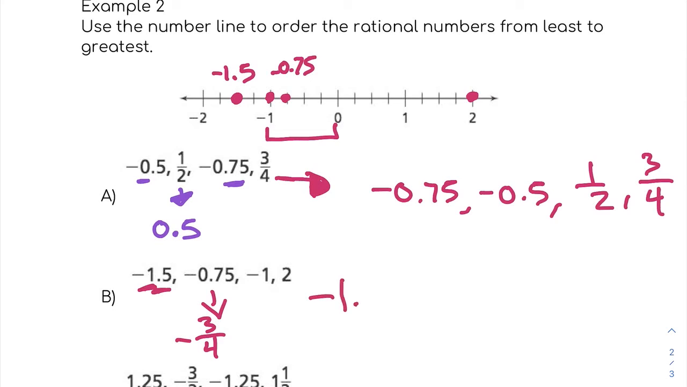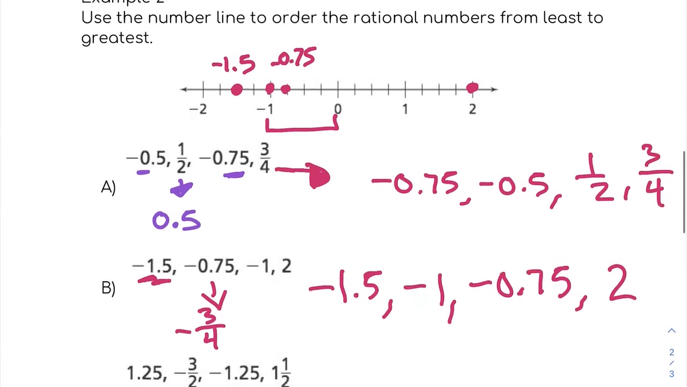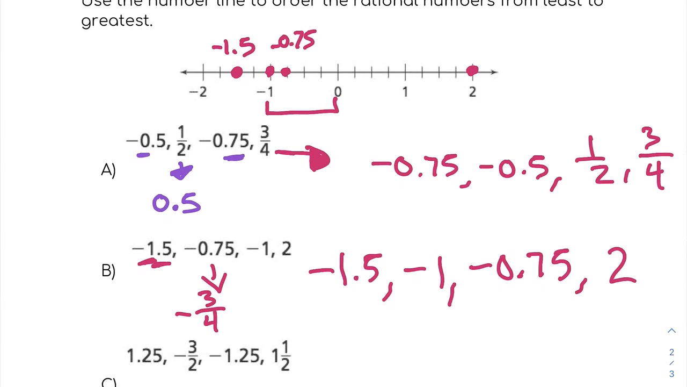So our order here would be negative 1.5, negative 0.75. Oops, I'm sorry. Nope, missing one. Negative 1, negative 0.75, and then positive 2. All right, last one. I want you guys to try to order this on your own and think and take your best guess and think about what the correct order here would be.